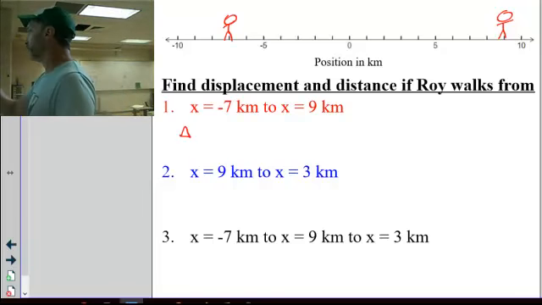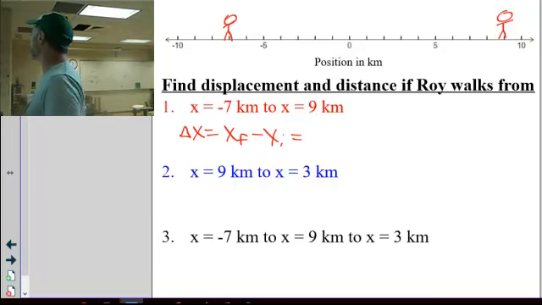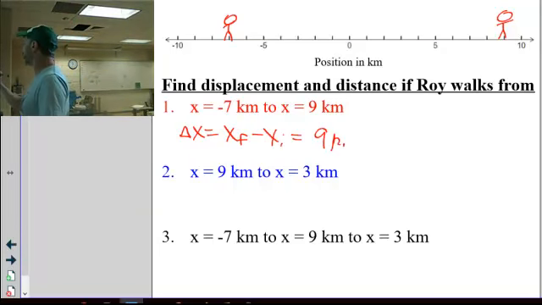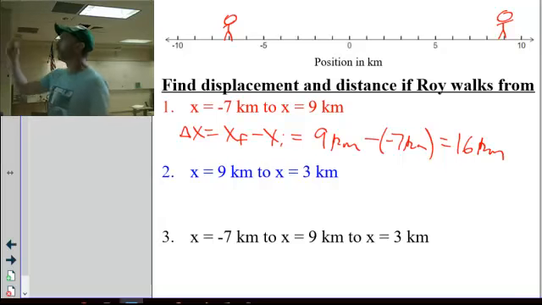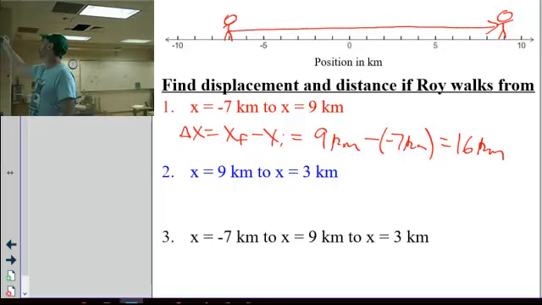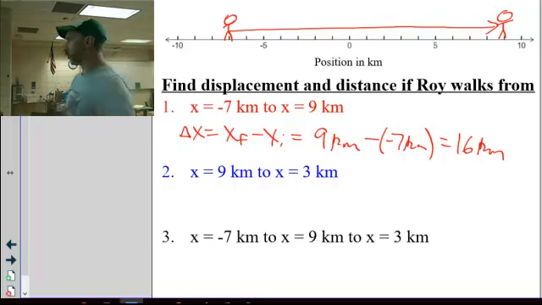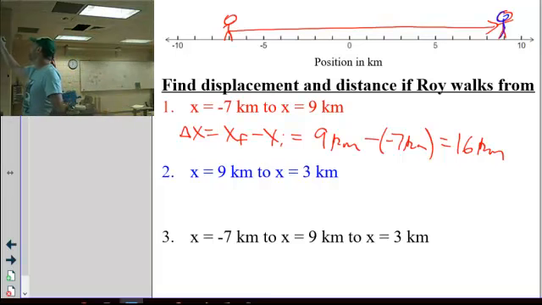Displacement is final position minus initial position. His final position is 9 kilometers. His initial position is -7 kilometers. Subtract, and you get 16 kilometers. That's telling you that he went 16 kilometers this way. Now, in this next example, Roy is going to walk from a position of 9 kilometers back to a position of 3 kilometers.